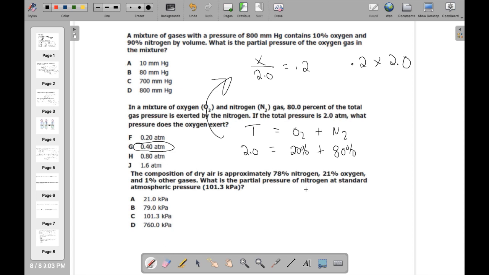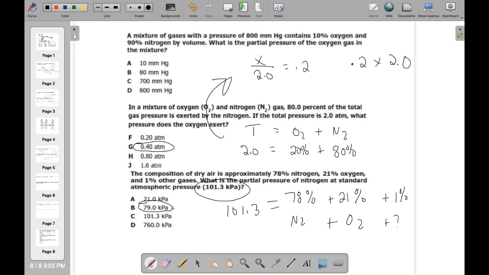Going on down, last one. The composition of dry air is 78% nitrogen, 21% oxygen, and 1% something else. What is the partial pressure of nitrogen at standard atmospheric pressure? Well, okay, so it's 101.3 equals, and then we're going to do exactly the same routine, and in the end I'm going to get 79.